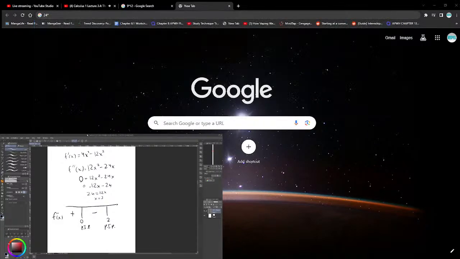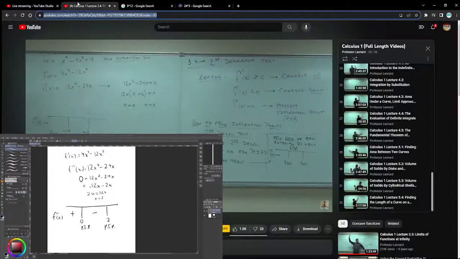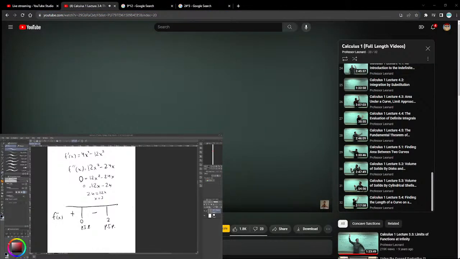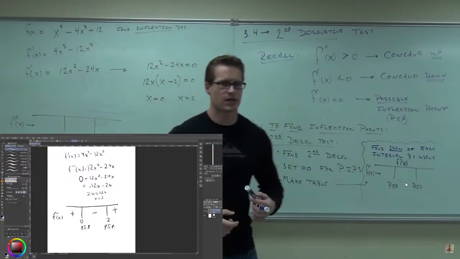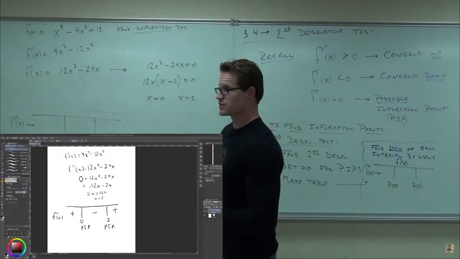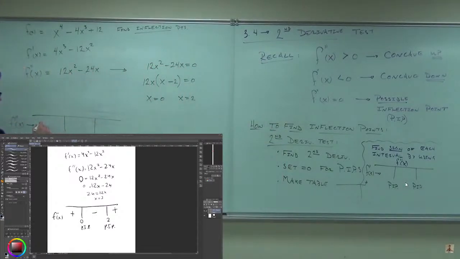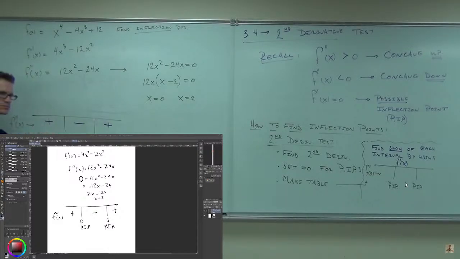We're going to plug -1, 1, and 3 into our second derivative. We're going to see whether it's positive or negative. So -1 looks like we're going to get positive. Cool. How about 1? How about 3? What's that tell you? In this interval, are we concave up or concave down?